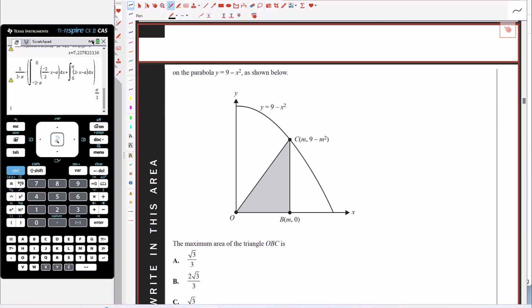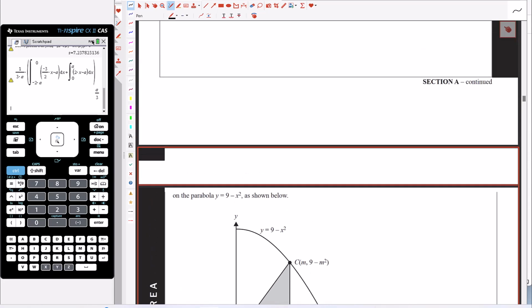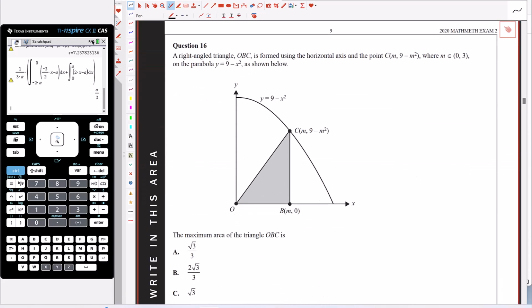All right, my screenshot seems to have done something strange. There we go. Question 16. A right-angled triangle OBC is formed using the horizontal axis and the point C with coordinates of m, 9 minus m squared. So the y coordinate is 9 minus m squared because the equation of the line is 9 minus x squared, and when x equals m, y equals 9 minus m squared. They very much could have not given you that point. They just could have given you the function and the x coordinate, and you have to work that bit out yourself. Sometimes they might have called this f at m, and described the function as f of x instead.